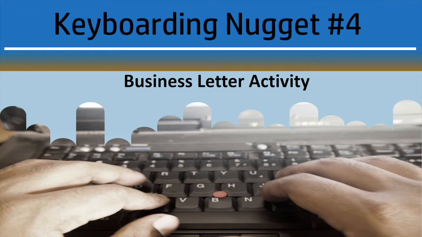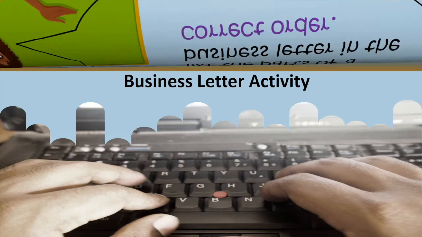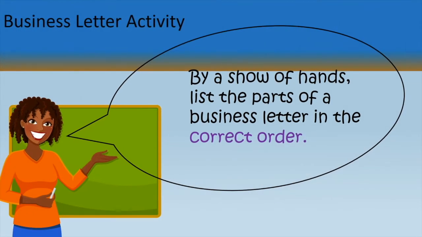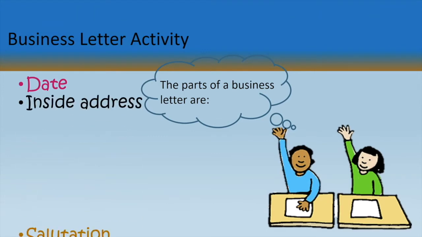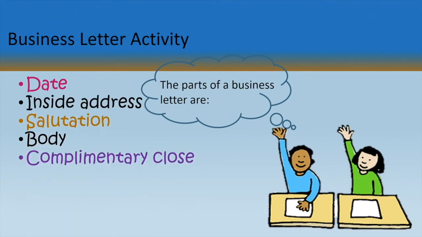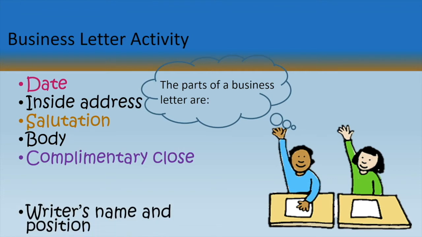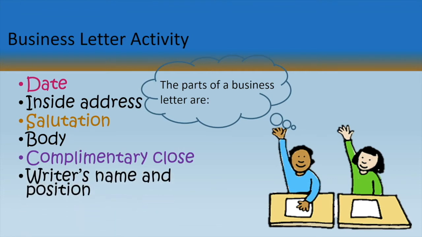Today, we are doing a business letter activity. Show of hands, who can list the parts of a business letter in the correct order? You are correct. The parts of a business letter are the date, inside address, salutation, body, complimentary close, writer's name and position, and the typist's initial. Good job.